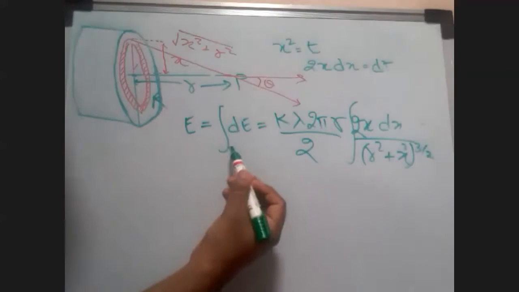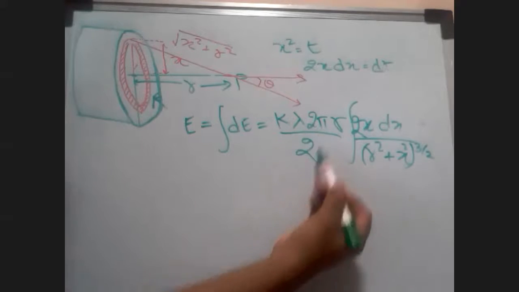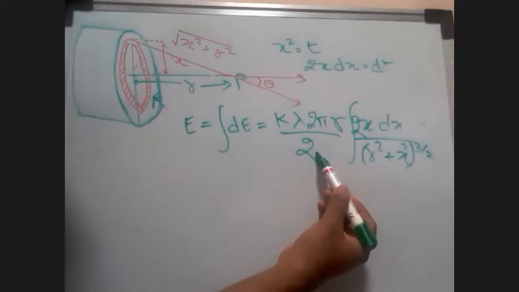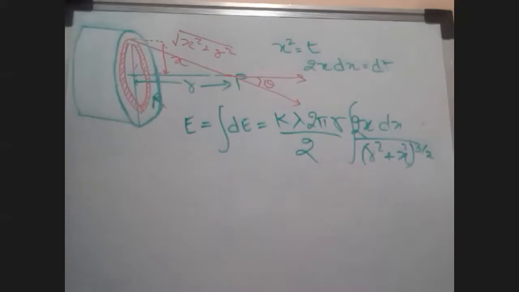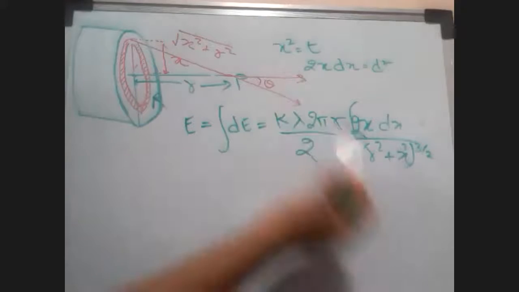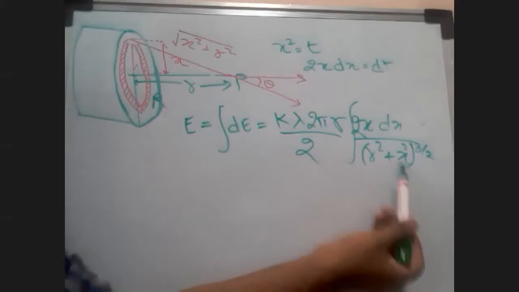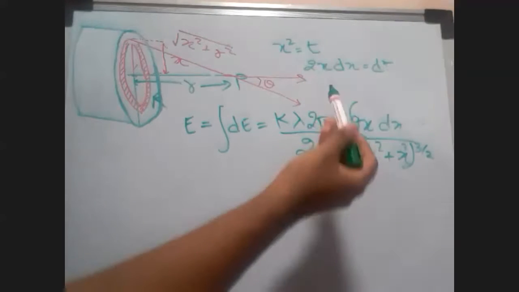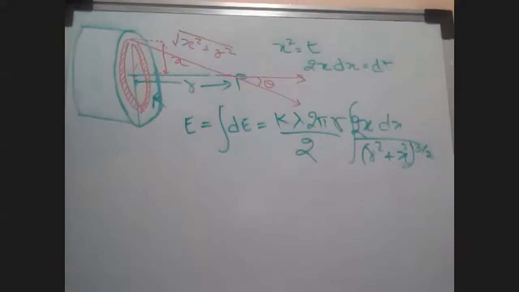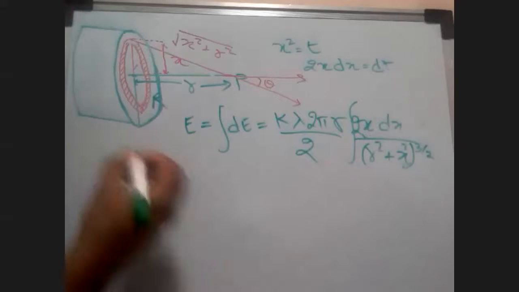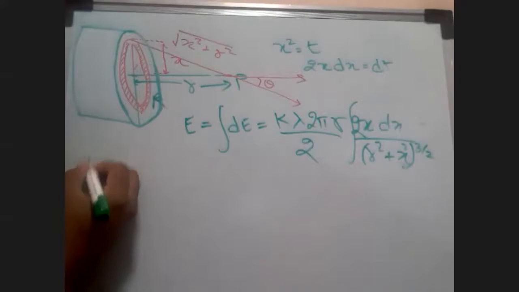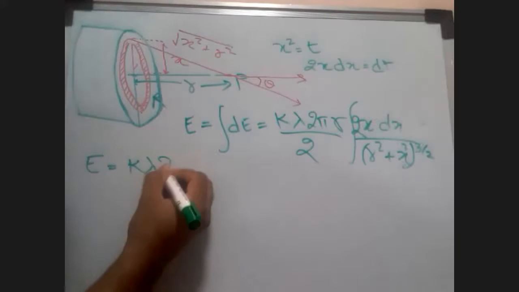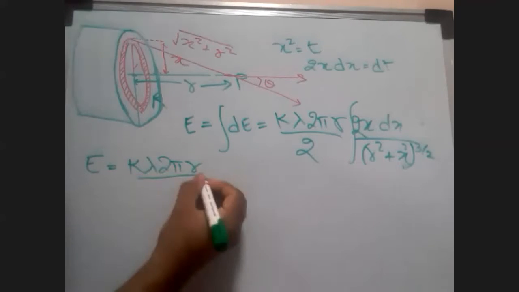So E is equal to the integration of dE, equals k lambda 2 pi r by 2, 2x dx upon r square plus x square raised to 3 by 2. We had divided and multiplied by 2 over here for a certain reason. Now I'm going to take this x square as t. If I take x square as t, then the differentiation of t with respect to x is 2x dx equal to dt. So E is basically going to be k lambda 2 pi r upon 2.